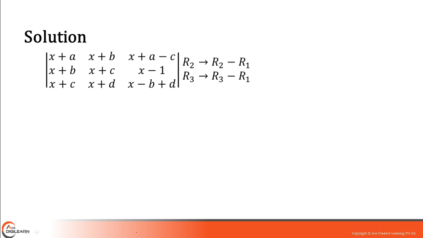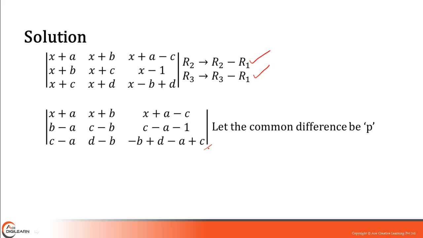The given determinant, by applying the transformations R2 implies R2 minus R1 and R3 implies R3 minus R1, we get this step. And given A, B, C, D are in AP, so let the common difference be p. So we can write b minus a as p and c minus b also as p and c minus a as 2p. C minus a is 2p, d minus b is 2p, and this total term we get 4p.